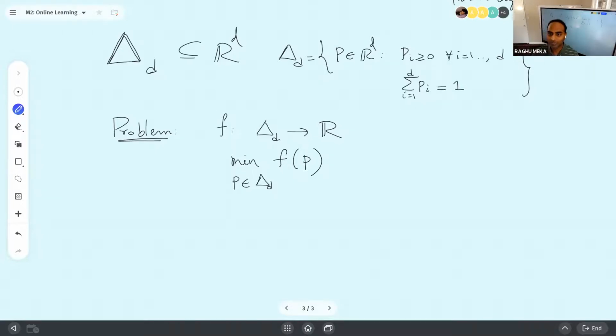That's my goal. It's just a plain old constrained optimization problem now, because I have to find something on the simplex and nothing else. So just to draw a picture, what does the simplex look like in 2 dimensions? Well, let's actually do 3 dimensions.